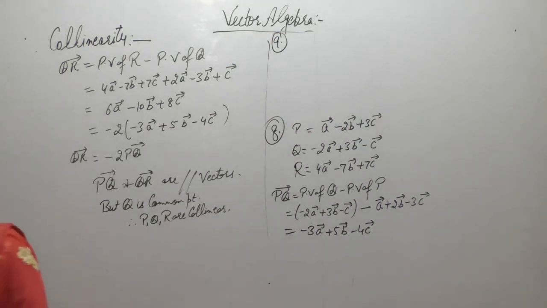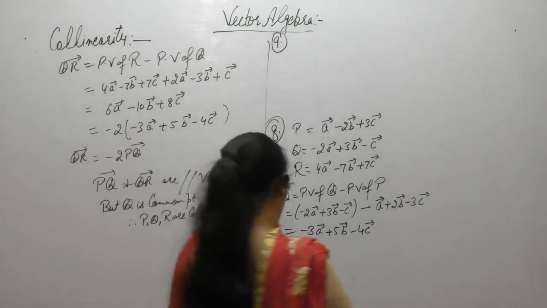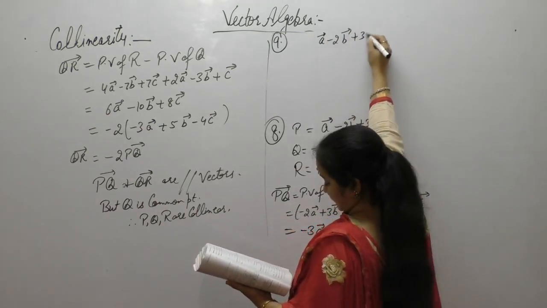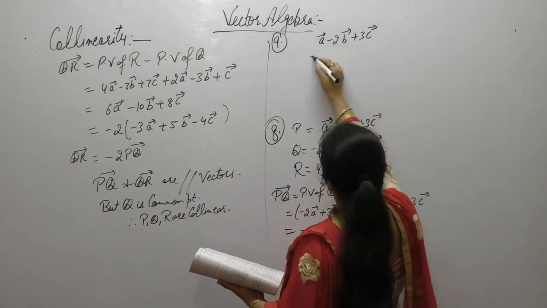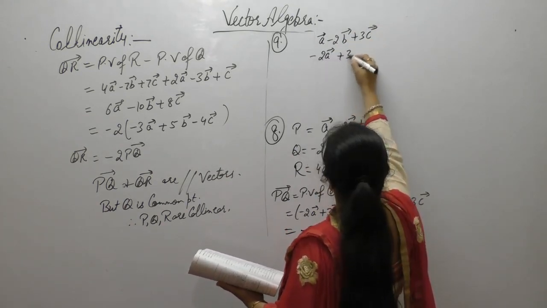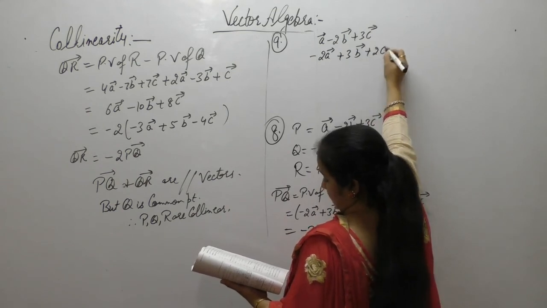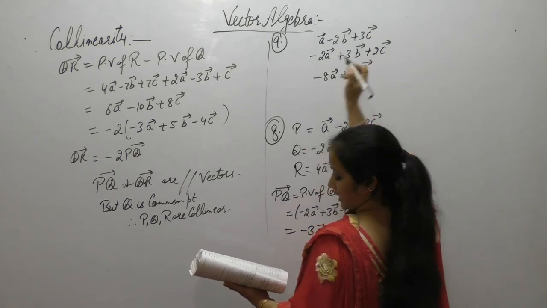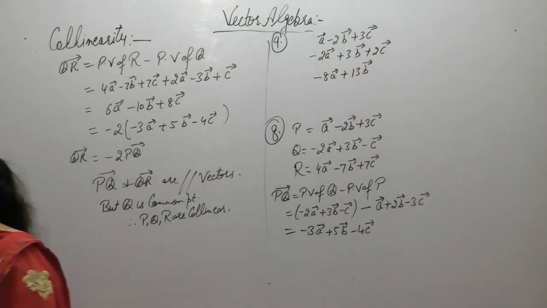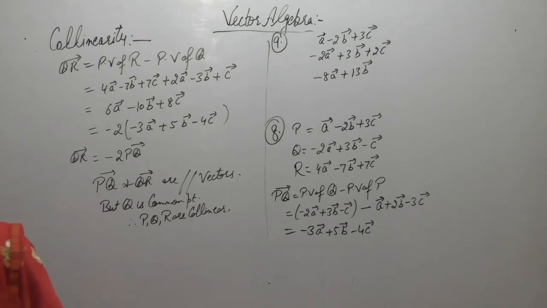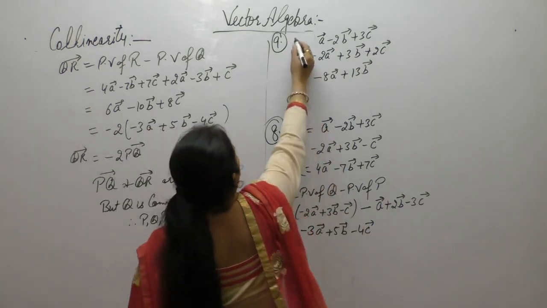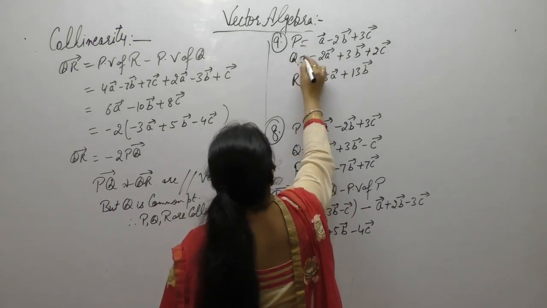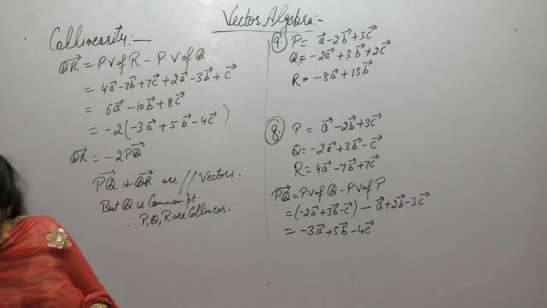Next one, show that the points with the position vectors A vector minus 2B plus 3C, minus 2A plus 3B plus 2C, and minus 8A plus 13B are collinear whatever the value of A, B and C. Let P, Q, R be the points with position vectors this, this and this. Now find PQ vector.